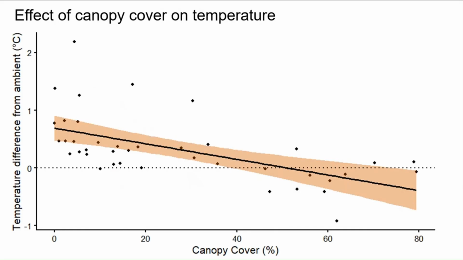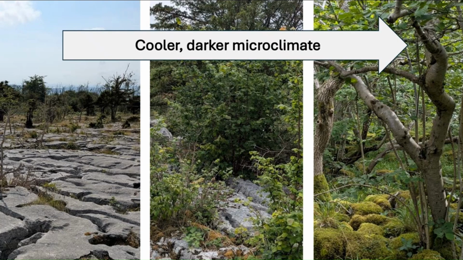probably really important for invertebrates and pollinators, which we'll talk about a little bit later, because temperature has a big effect on many invertebrates. So the first thing to note is that as we're moving from open to scrubby to wooded pavement, we're getting this cooler and darker microclimate.